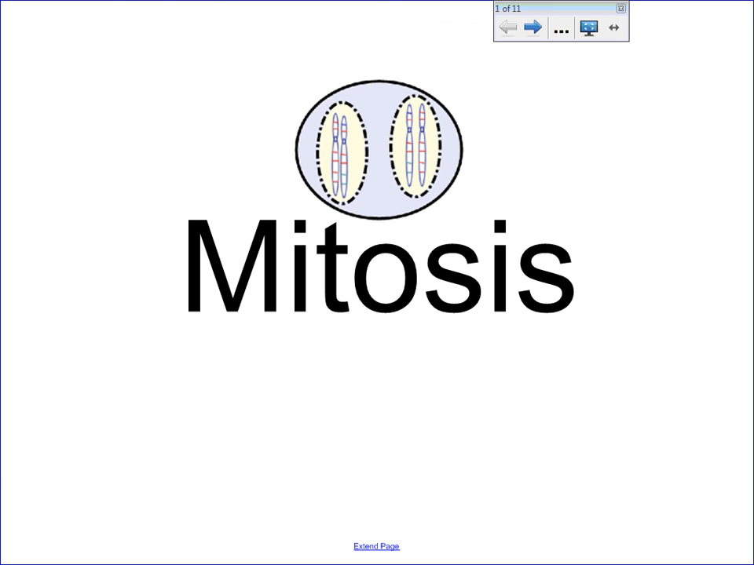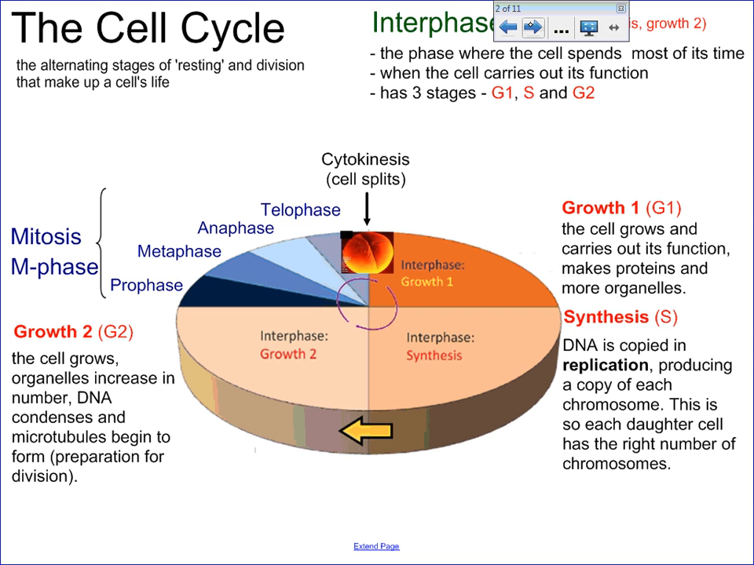All right, we're going to go through the process of mitosis here. It's worth noting a couple things. One of them is that mitosis is only one of the parts of the cell's cycle, coming after interphase, which has growth 1, synthesis of DNA, and then growth 2.